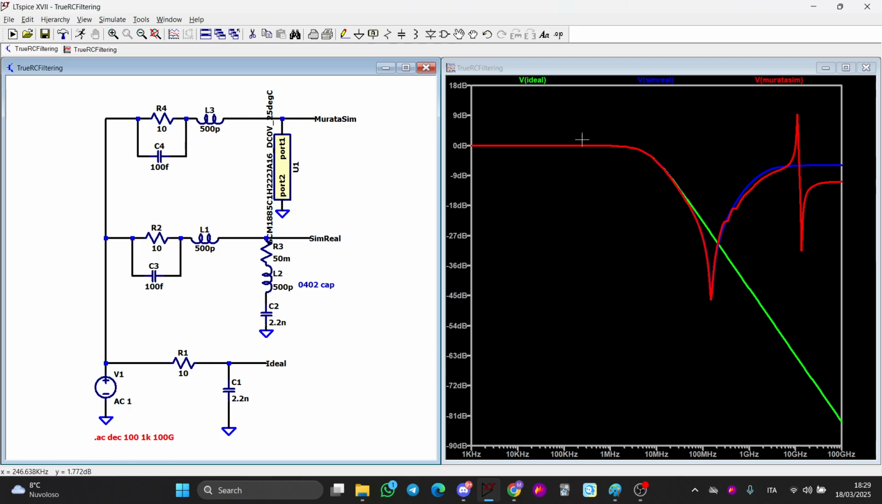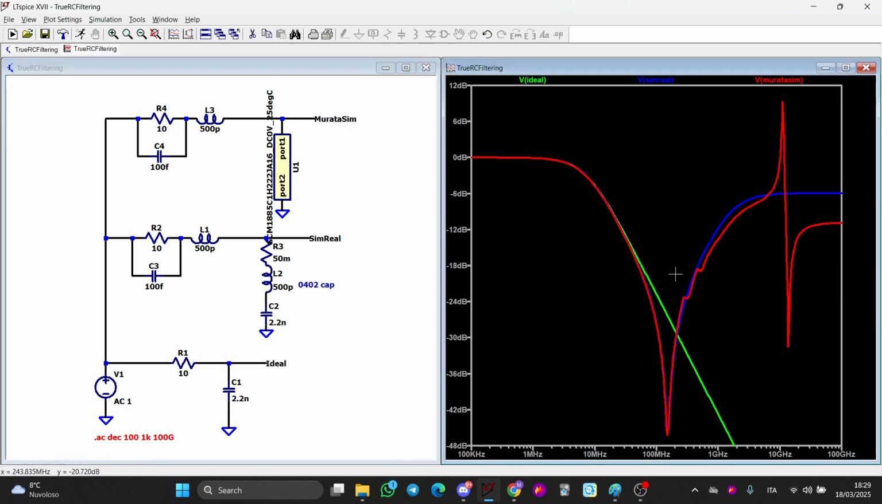Okay, so as you can see, the Murata simulation goes even beyond. This model goes even beyond here, simulating what could happen in the highest frequency range. Since I work in the power electronics field, I don't care, but this model is way more accurate. This component is way more accurate in the radio frequency domain. But anyway, so this is the real simulation, and this is the Murata simulation. I think that for power electronics applications, you can just use the second one.